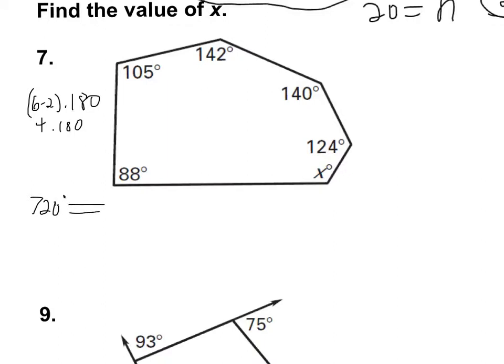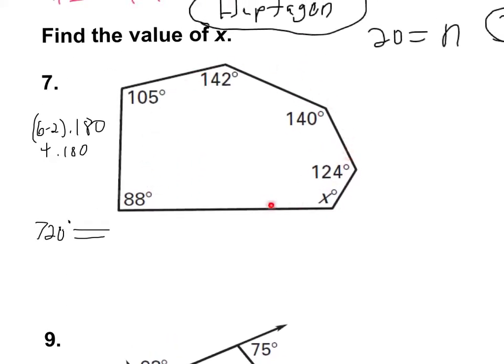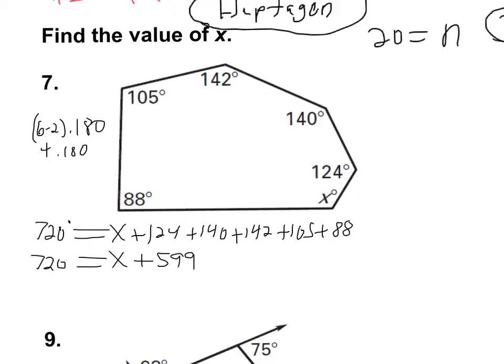Then, on the other side of this equation, actually add up all of these angles here in this shape. So I'll start with the x and go x plus 124 plus 140 plus 142 plus 105 plus 88. All right, let me add all those up. All right, added those all up and got 599. So we'll subtract 599 from both sides. And x is already kind of by itself, so that's all we have to do is subtract it. And in this case, we get 121. So that is what x is equal to. All right, let's take a look at number 8.